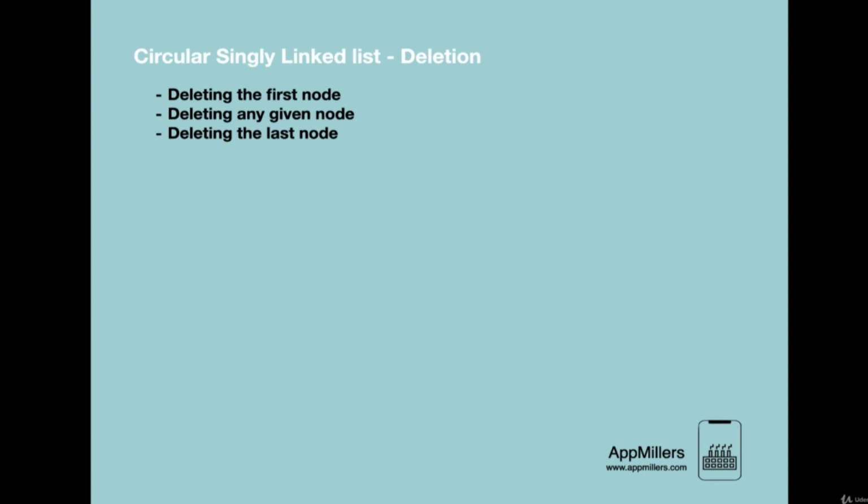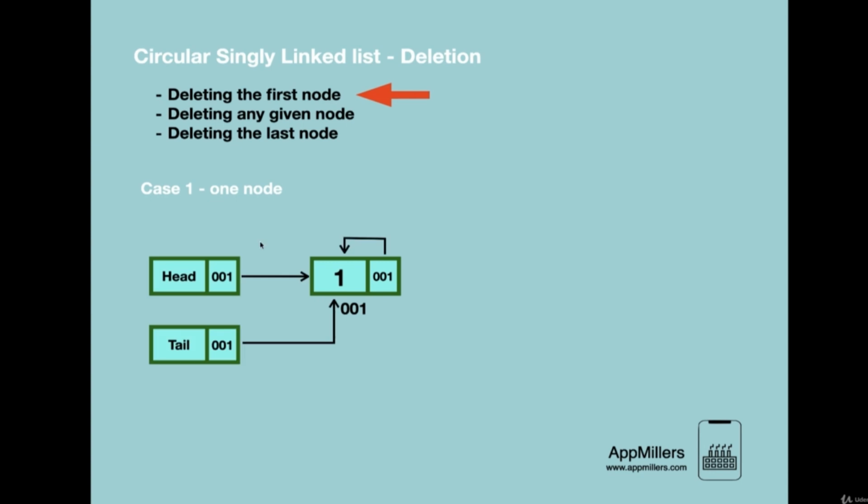So let's look at the first case, which is deletion of the first node. Here again we have two cases. The first case is if the first node is the only node in the single linked list. All we have to do here is to delete all references that point to node 1. We know that there are three references that point to node 1 in this case. The first reference is from the head, the second reference is from the tail, and the third is that this node is referencing itself because this is a circular single linked list.